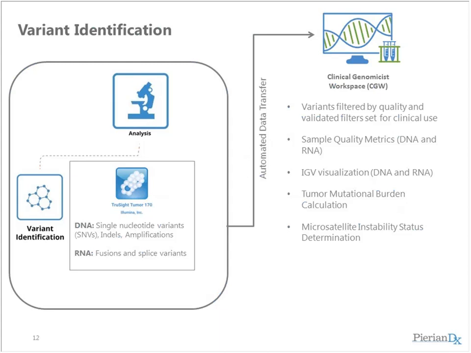This slide really then says that once variants are identified using the TST170 app and have been validated through a validation process, whether with us or the lab has performed it independently, the CGW then allows you to view variants of interest that are filtered by quality, and based on the validation filters that were set up during the initial process, you can also view sample quality metrics both for DNA and RNA, and get down to read level data, as well as a variety of other knowledge-based components that I'll talk about in future slides.